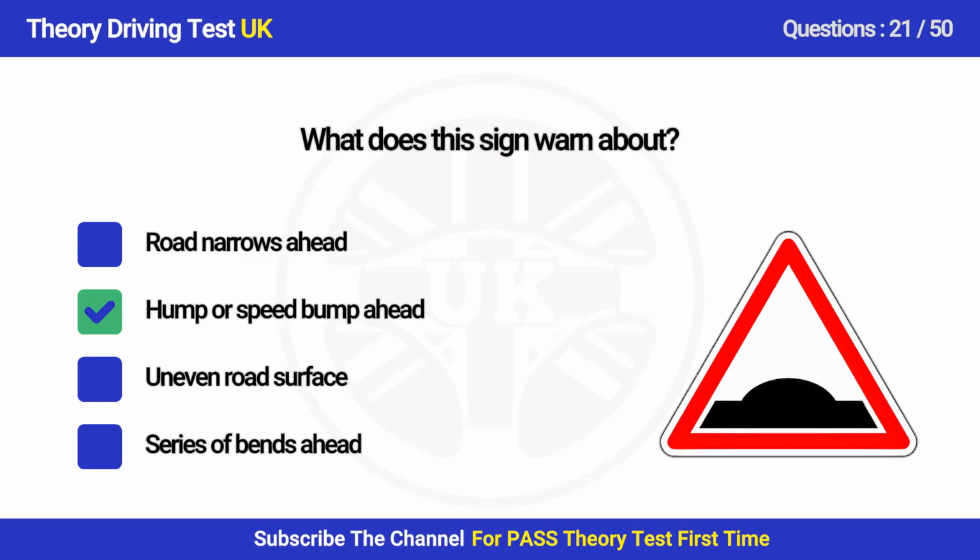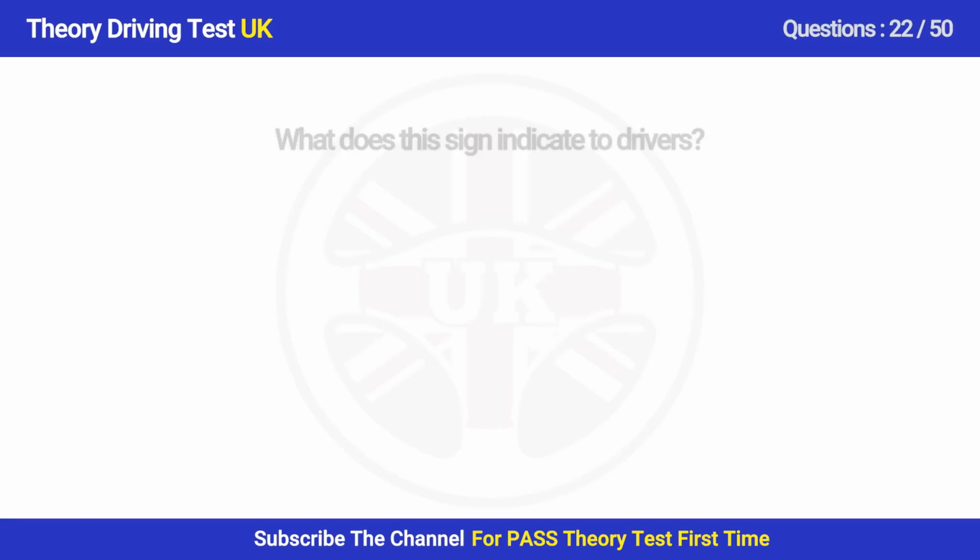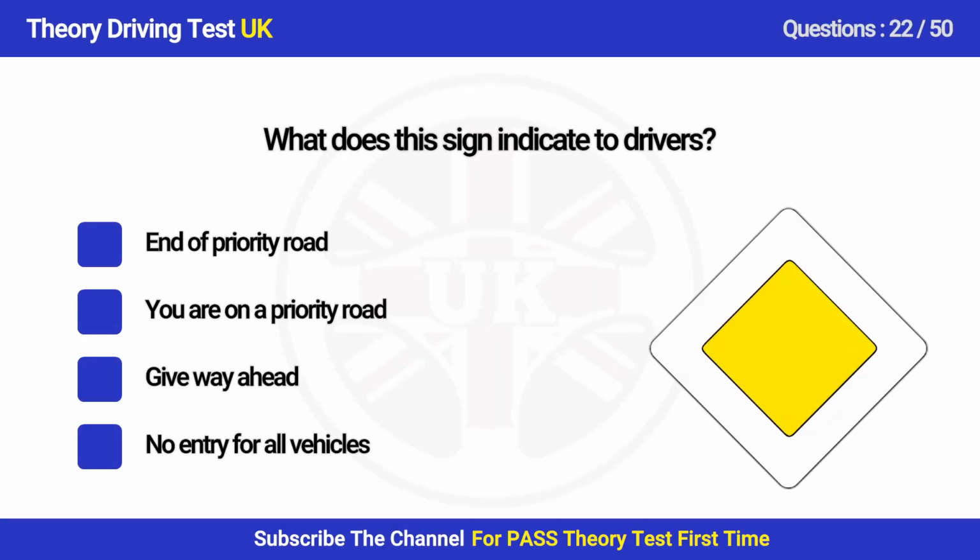Answer is B. Hump or speed bump ahead. This sign warns of a hump or speed bump in the road. You should slow down to avoid damage to your vehicle and for passenger comfort when going over it. Question 22. What does this sign indicate to drivers?